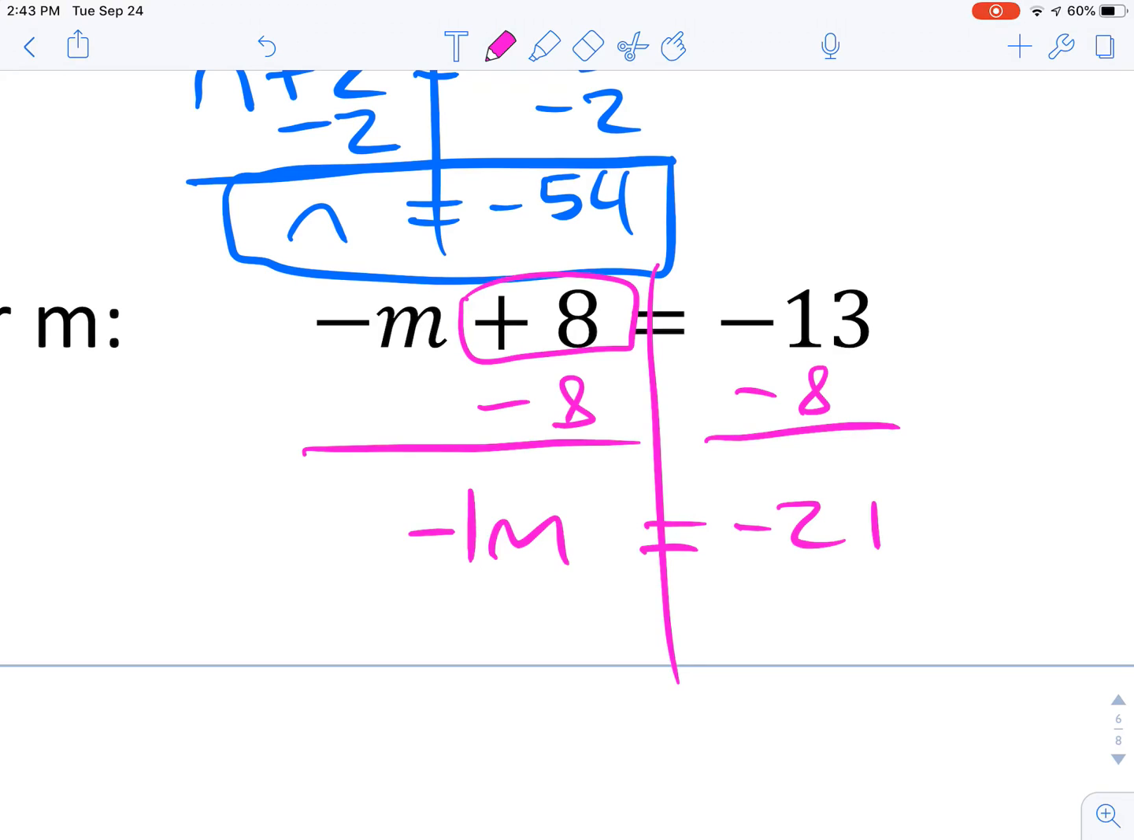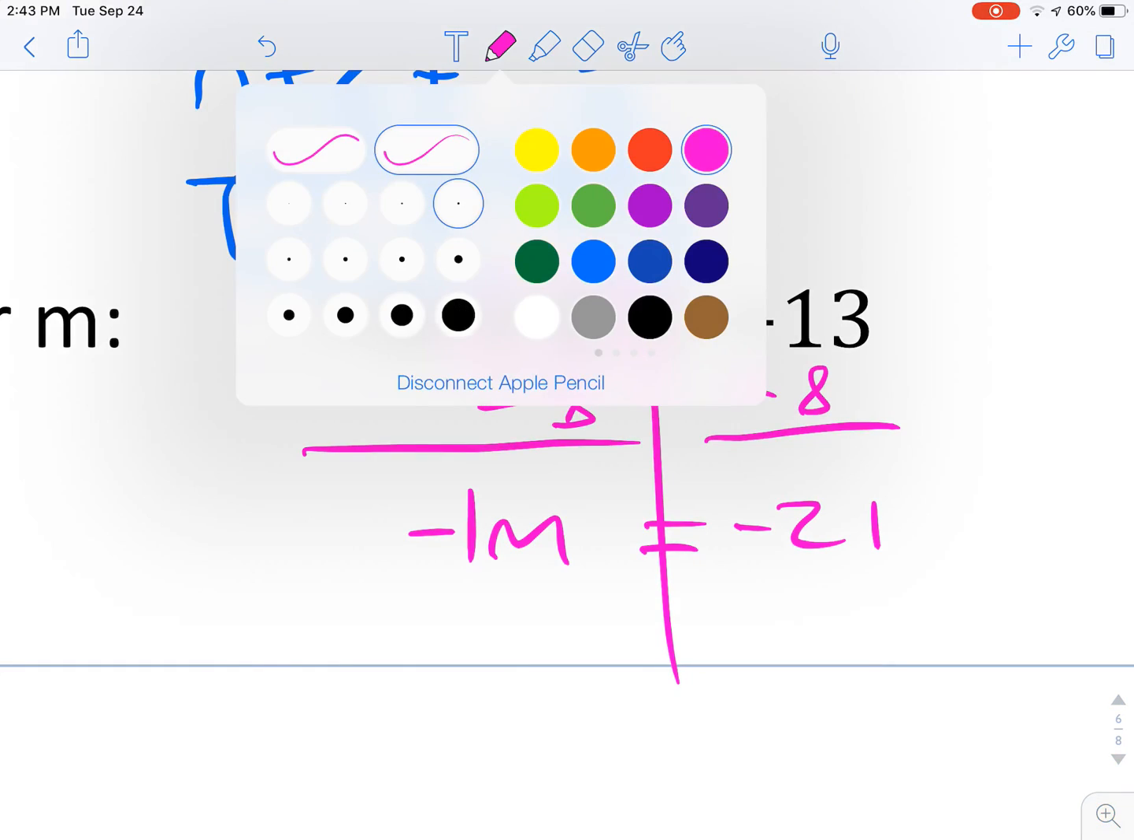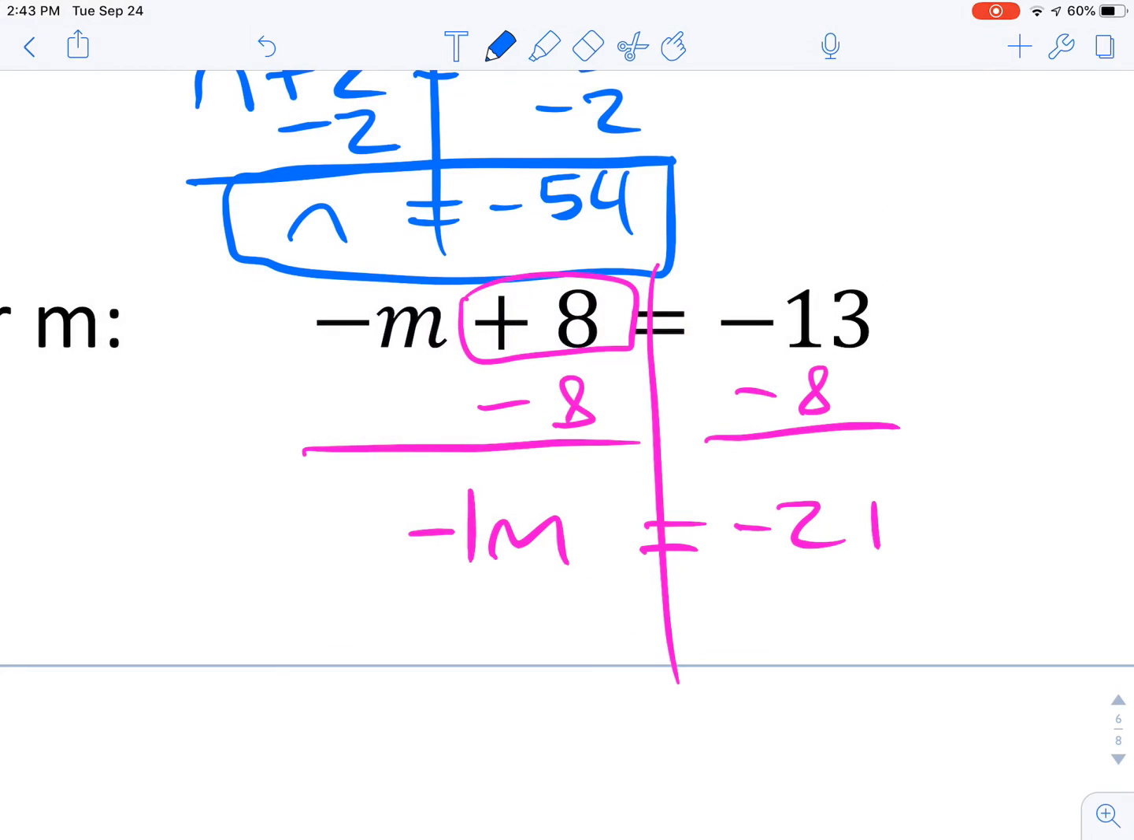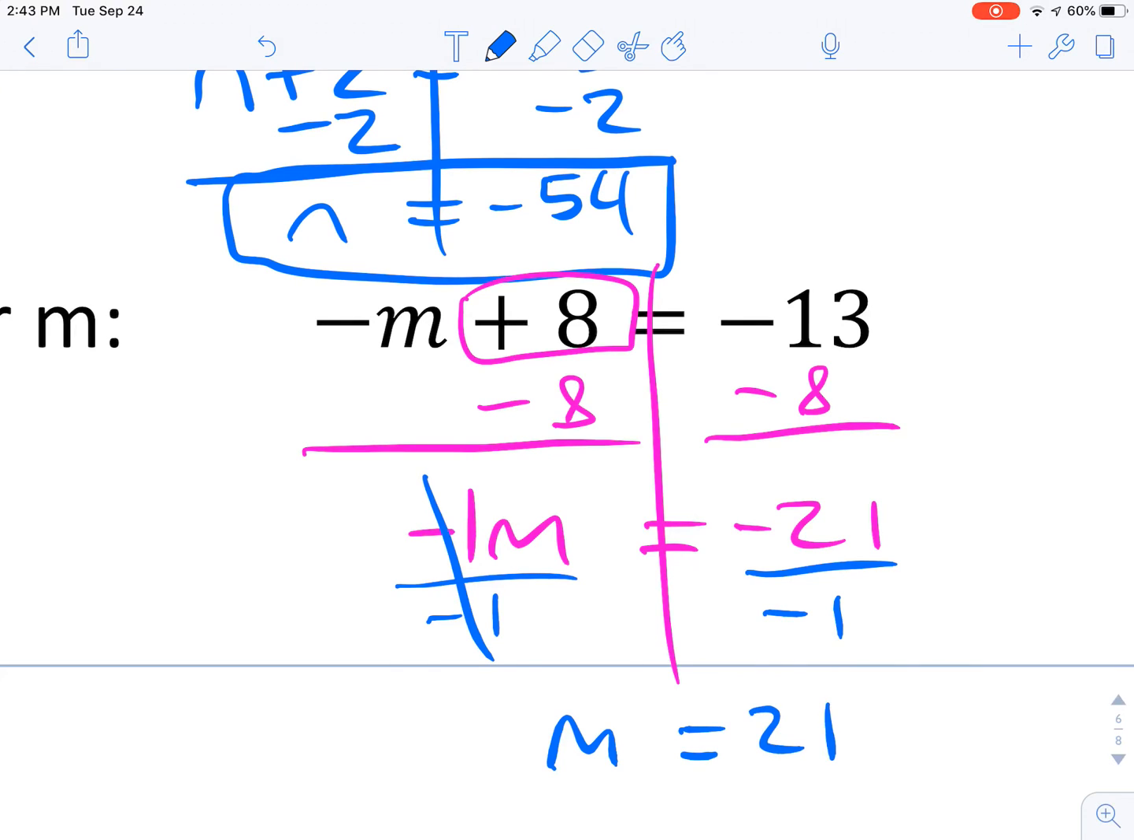Because now when we say, well, how do I get m by itself? We're going to divide by negative 1. And that's going to make that negative 1 go away. Boom, gone. But if I do it to one side, I got to do it to the other side. So I have m equals a negative over a negative is a positive, and 21 over 1 is 21. So m equals positive 21. And that's our final answer.